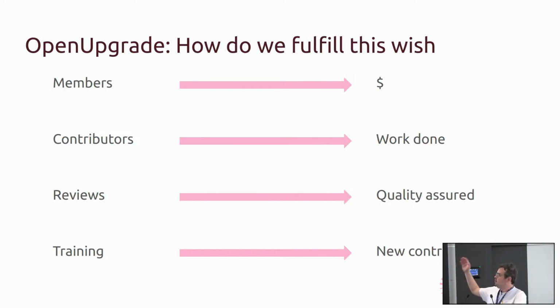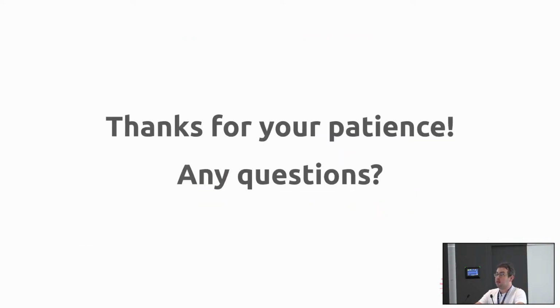And also, we need to train new contributors. That's something that will make everything much more maintainable at the end. Because 40 people is a lot of people, but we need to increase with regular contributors that work and understand how OCA and OpenUpgrade work.